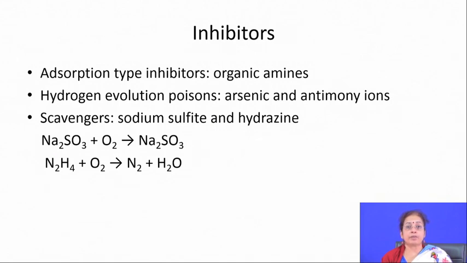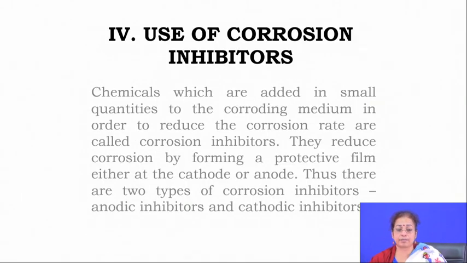When it is hydrogen evolution poisons, like arsenic and antimony ions, they basically reduce the tendency of hydrogen evolution, and by that process they reduce the tendency of those corrosion problems, particularly hydrogen embrittlement and stress corrosion cracking, to a large extent. Scavengers take away oxygen from the system, like sodium sulphite and hydrazine. They basically take away oxygen from the system, and by that process reduce the aggressiveness of the environment.